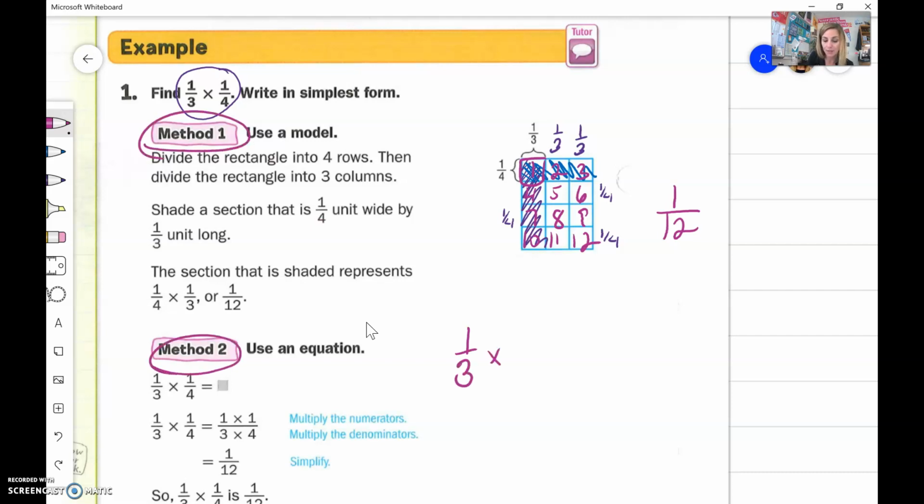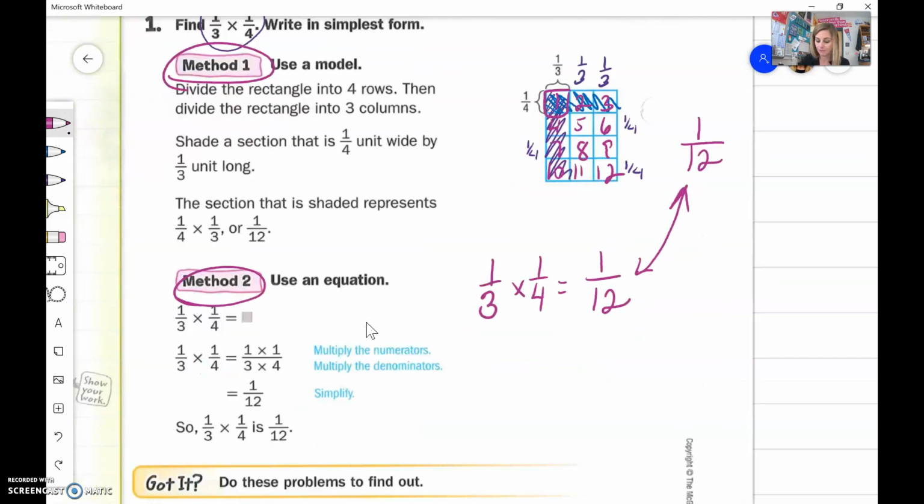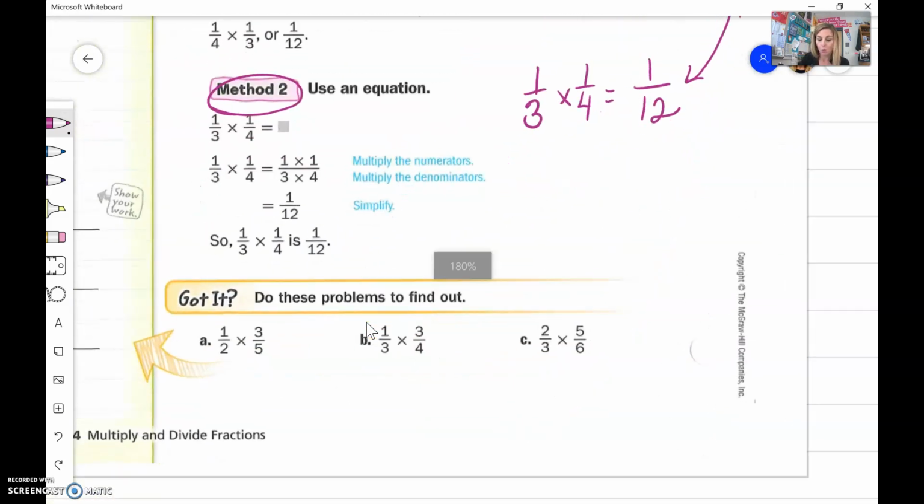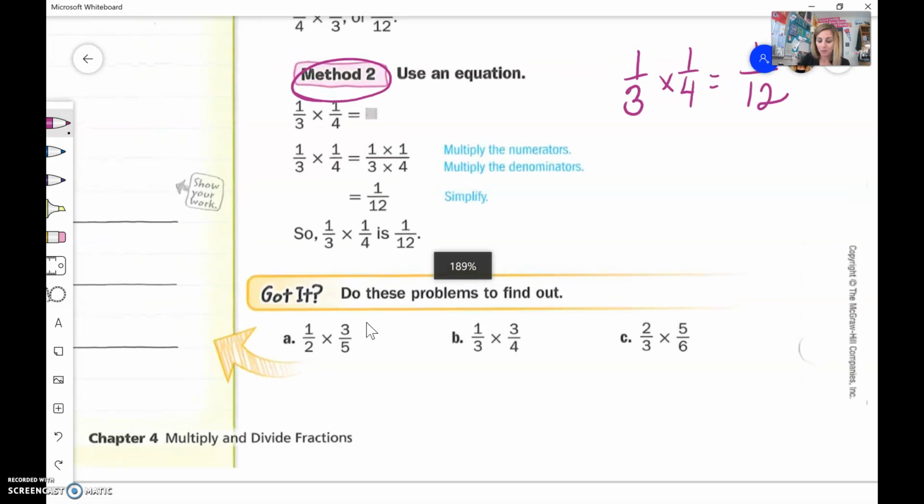Okay, so you got 2 methods. 1/3 times 1/4. 1 times 1 is 1. 3 times 4 is 12. Exact same answer, and on top of that, we don't need to simplify. Can't simplify. Okay, we're going to go ahead and solve these problems down below.